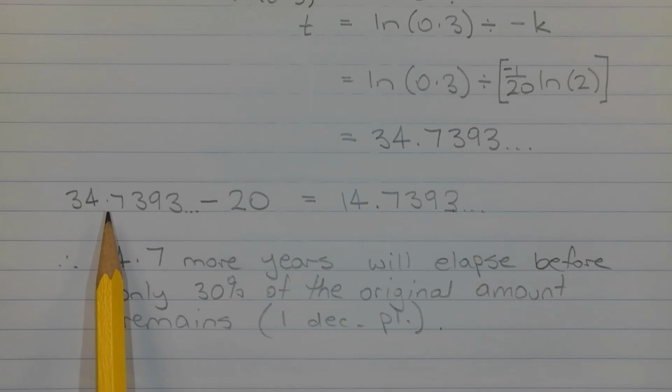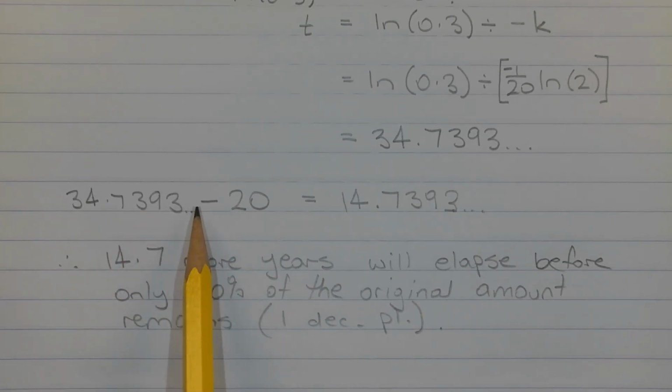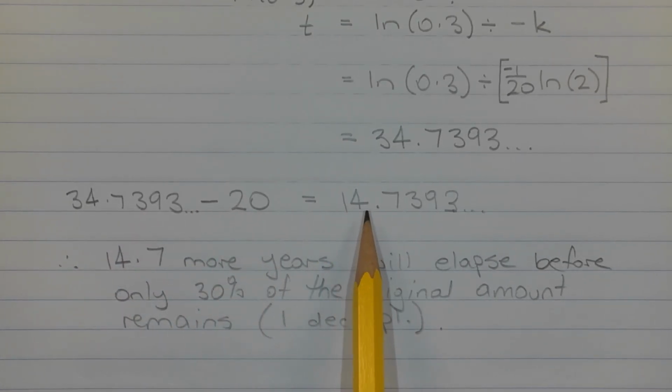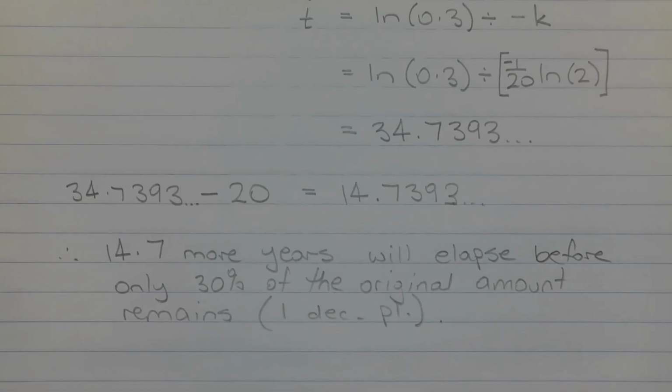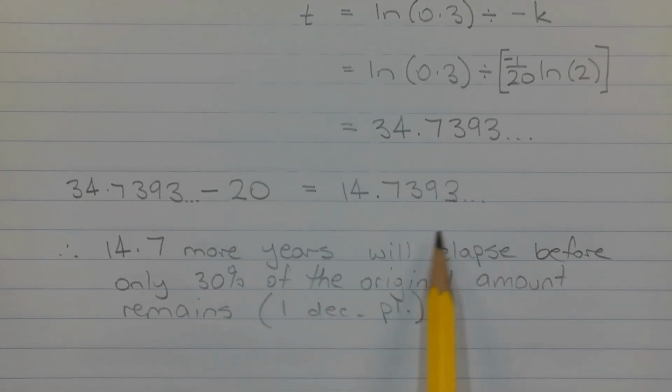Now, 34.7393 minus 20 is equal to 14.7393 and so on. We'll round it at the end. So rounding this value to one decimal place, this value here represents the number of years beyond 20 years that will elapse before 30% of the original amount of coal remains. Therefore, 14.7 more years will elapse before only 30% of the original amount remains, correct to one decimal place.